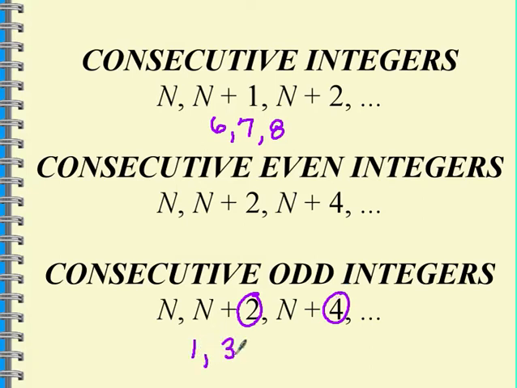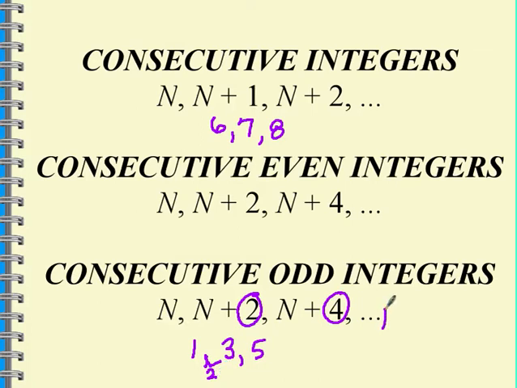1, 3, 5. How far apart are each of those numbers? 2. That's what the 2 and the 4 refer to. They don't refer to the numbers themselves. They refer to the spacing. Okay? They refer to the spacing.